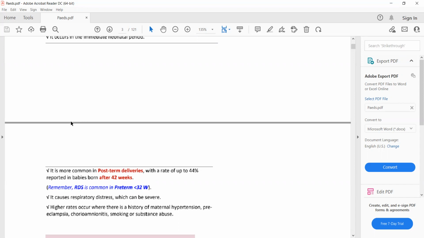It occurs mostly in post-term deliveries. Up to 44% of post-term deliveries, usually after 42 weeks, are complicated with meconium aspiration syndrome. So the difference we can note here is that respiratory distress syndrome due to surfactant deficiency was common in premature babies, and meconium aspiration syndrome is common in post-term babies, babies who are born after 42 weeks.